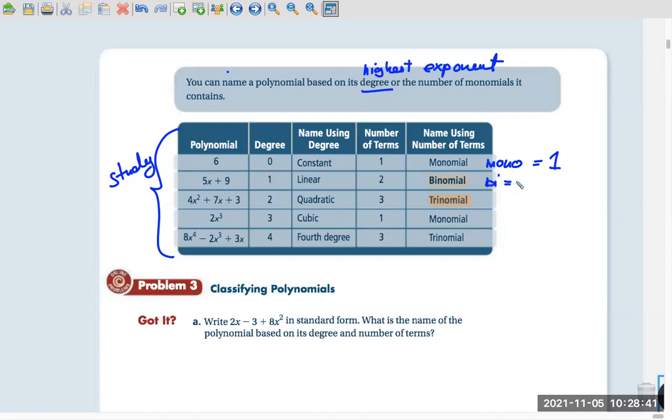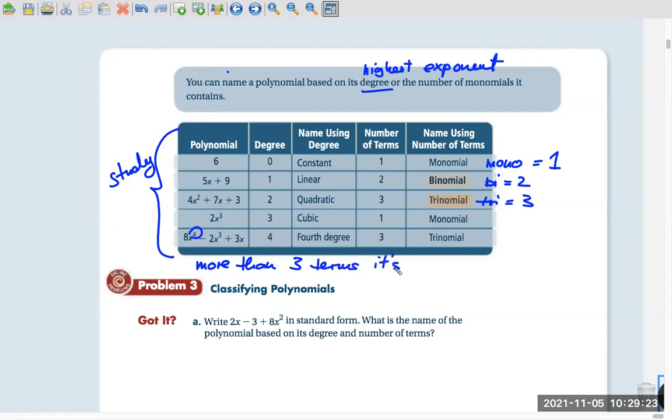Bi means 2. Bicycle, right? Three terms, they're separated by a plus or minus. It's quadratic and it has 3 terms. It's called a trinomial. Tri being 3, tricycle, right? And this is a monomial, but it's cubic because it has the power of 3 and it has one term. And this is a 4th degree because it has the power of 4, the highest term. It's got 3 terms. And if it has more than 3 terms, it's called a polynomial.